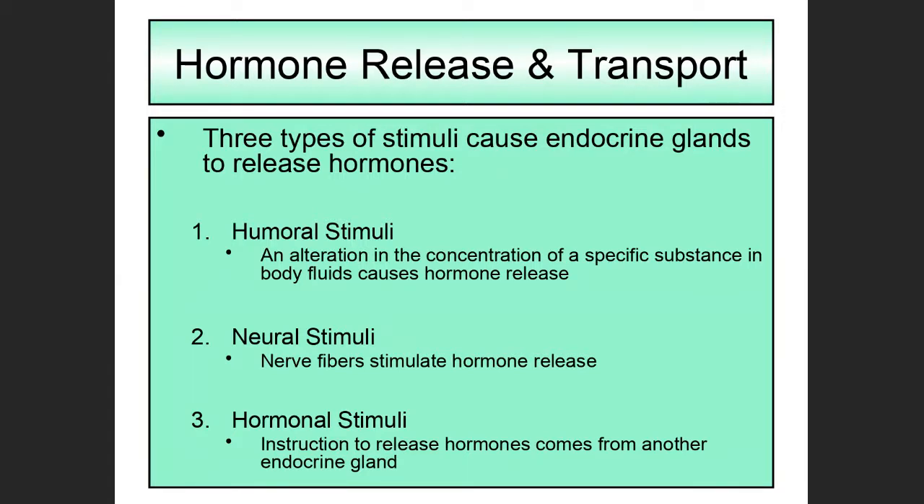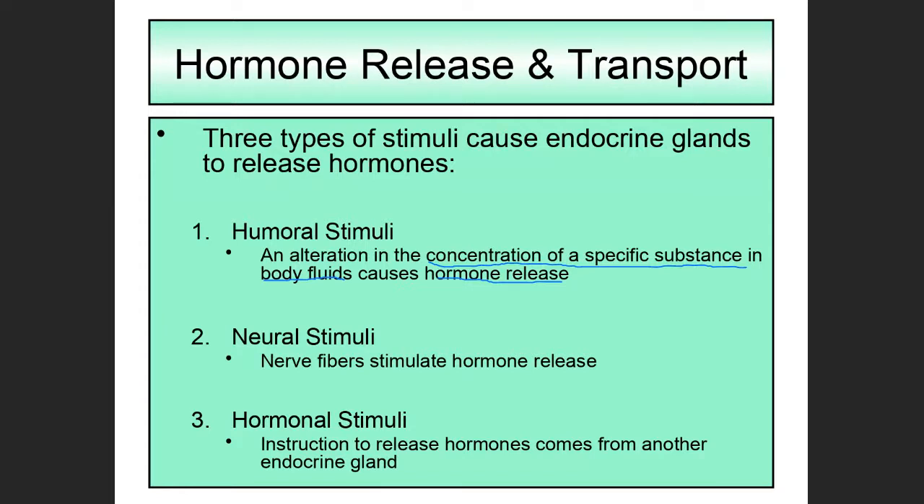So here's what this is saying basically in real terms, using an example that you may already be familiar with. When we have an increase in sugar in the blood, when blood glucose levels increase, this causes insulin to be released, and insulin is released through humoral stimuli. So here's how. An alteration in the concentration of a specific substance, the specific substance that we're talking about is glucose, in body fluids. The body fluid is blood, causes hormone release, and the hormone is insulin. So that's a good example of humoral stimuli there that you may already be familiar with.